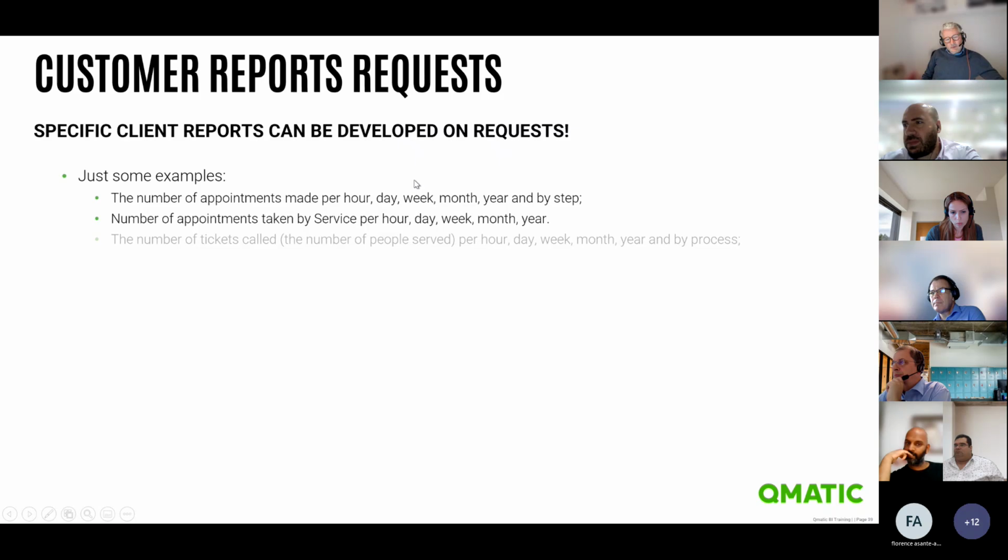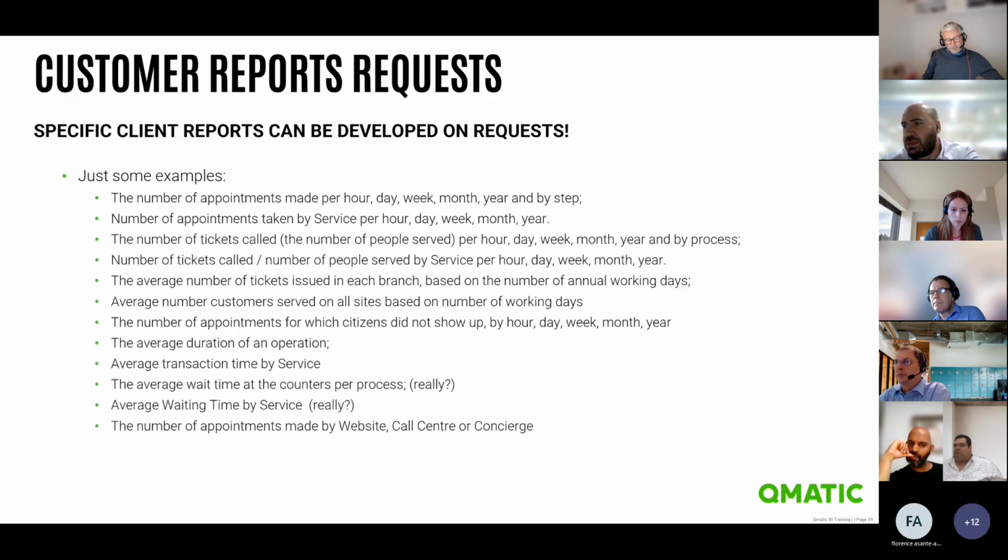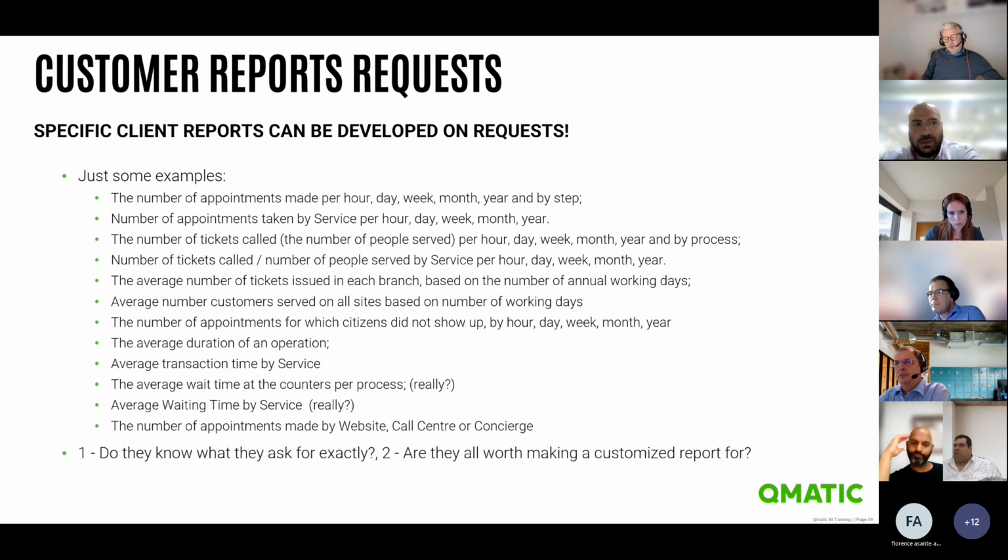We did create quite a lot of specific client reports on request. But I also want to say we sometimes get requests that we struggle with, where I have questions. As I mentioned in the beginning of this training, very often there's a question behind what they actually ask for. So I sometimes urge people to be careful with just creating a report which shows what they want, because very often it doesn't really make sense, and their question is actually another question.